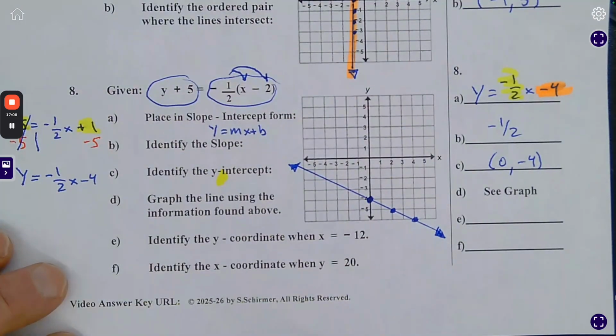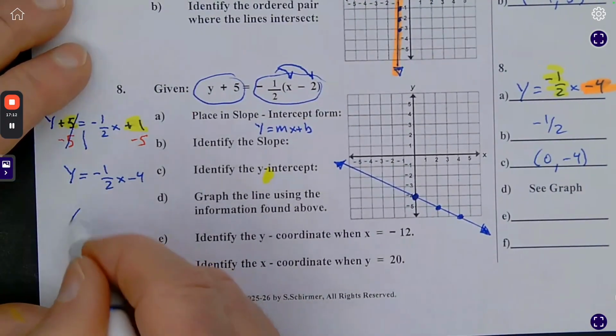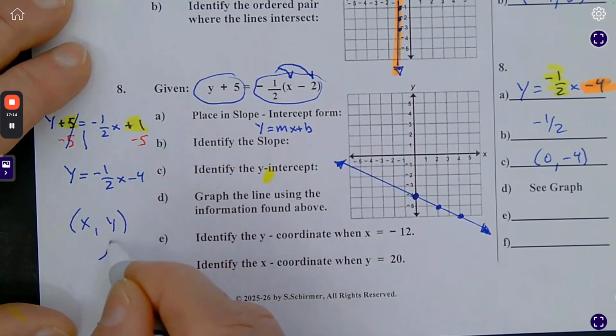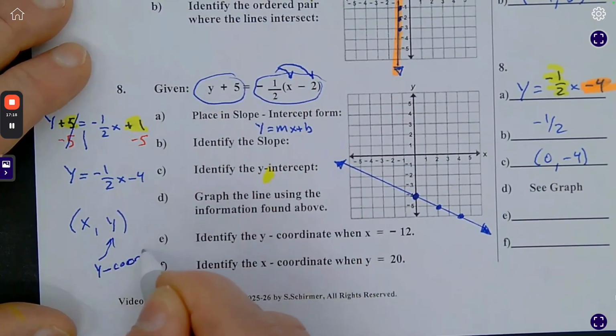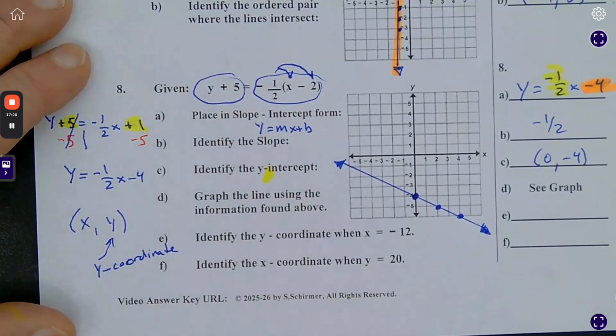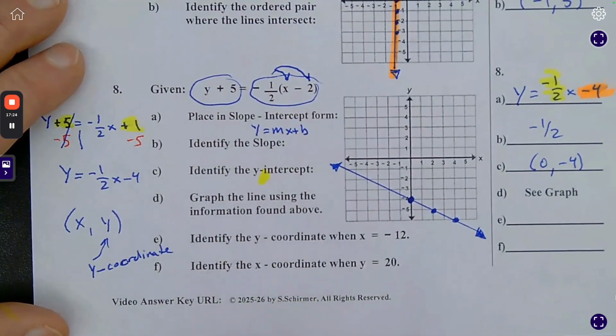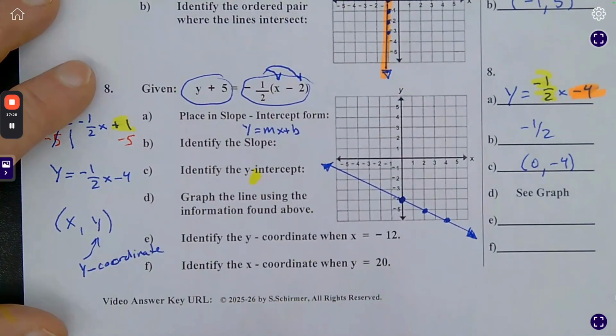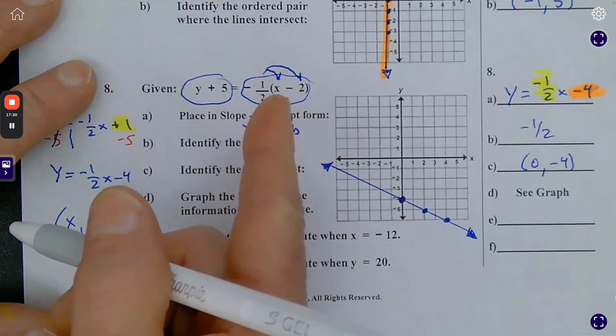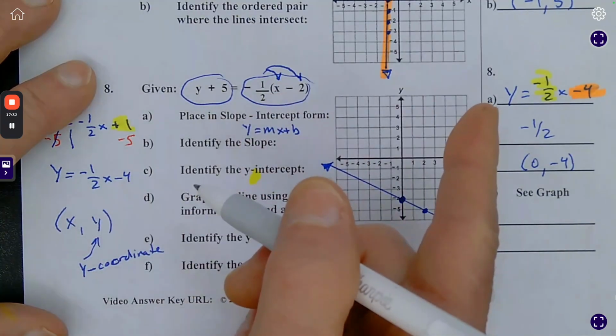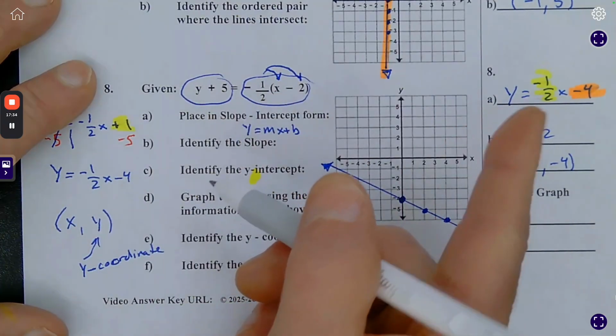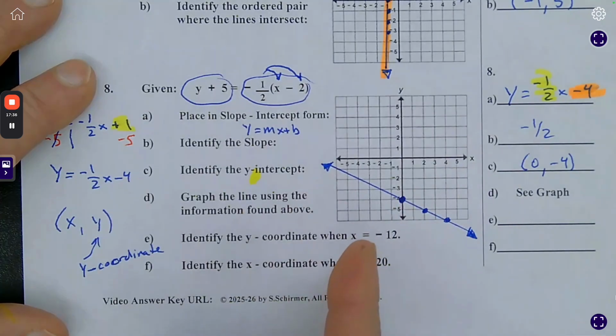Identify the y-coordinate when x is negative 12. Okay, so in an ordered pair, that is the y-coordinate. Whoa, I don't know how to spell coordinate. Right there. That's the y-coordinate. Okay, so let's find it. I'm going to go to my... The reality is you should always go to your original and not go to your simplified version. Because if you made a mistake here, that's going to be wrong.